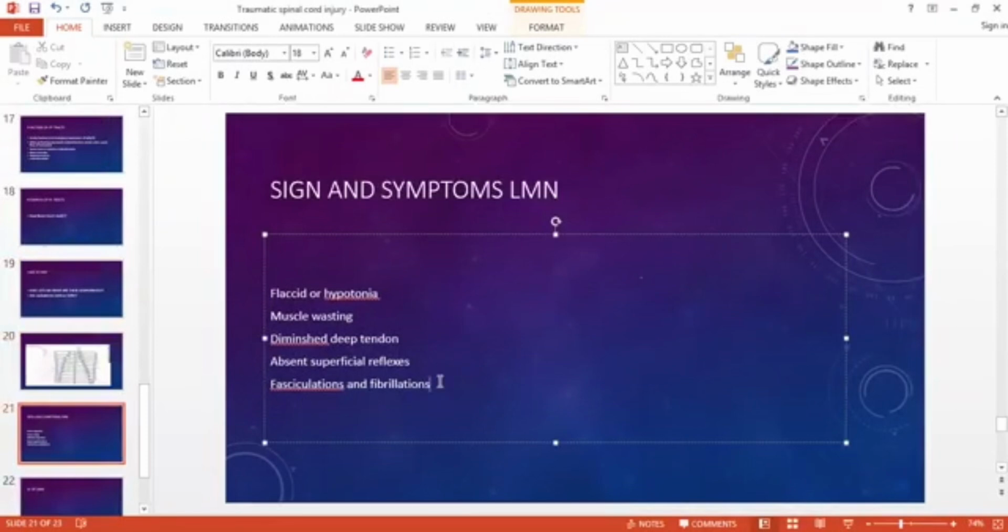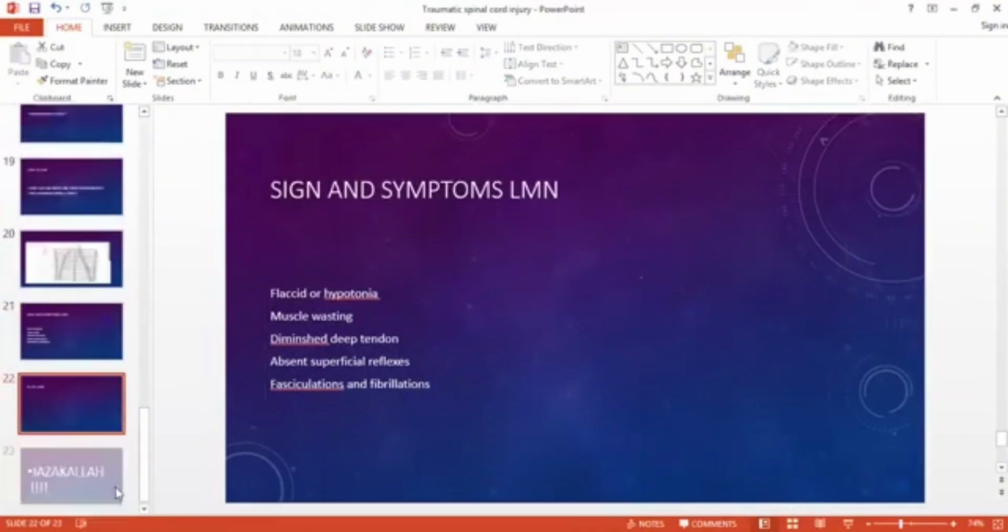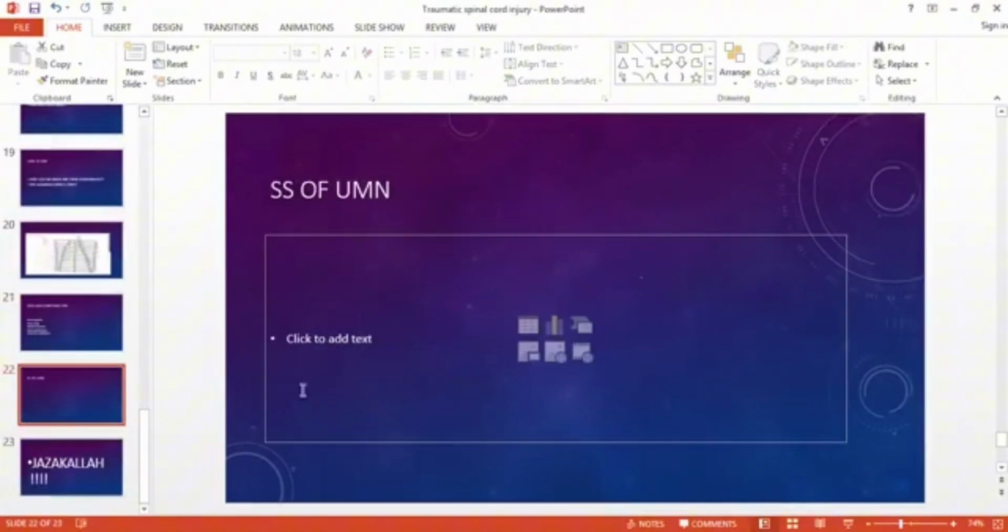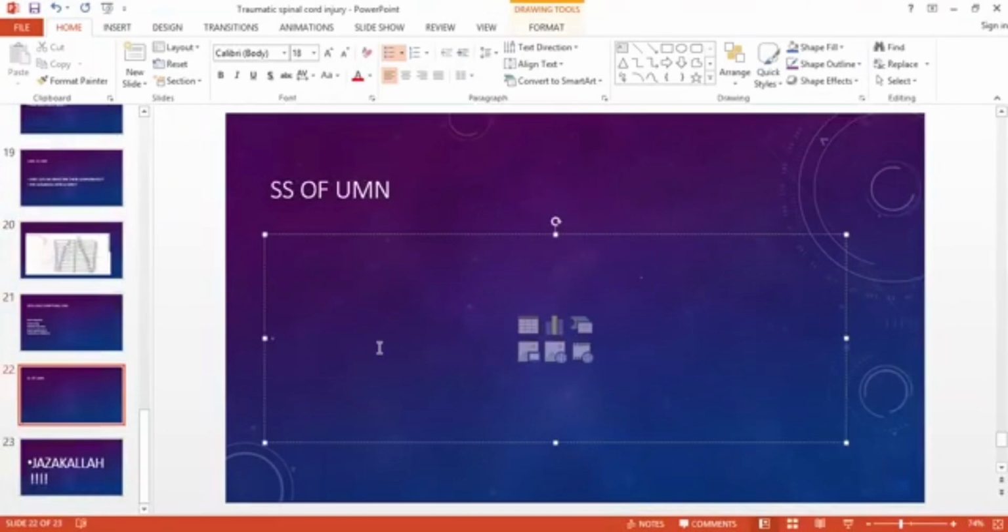Now let's go towards the signs and symptoms of upper motor neuron. Now you need to help me again. What will happen to the muscle here? Hypertrophy, atrophy, or muscle wasting? Hypertonia. Great. Okay, this was about tone. I was asking about muscle, but okay, fine. Hypertonia will be there.